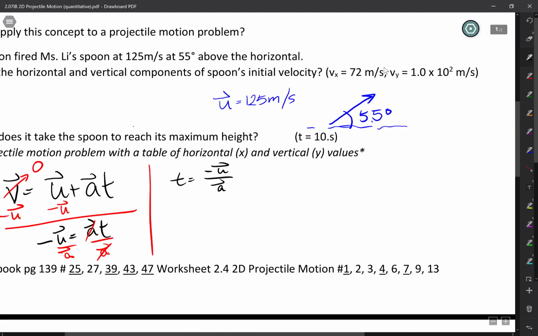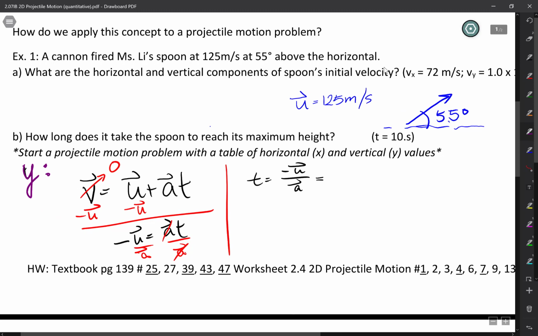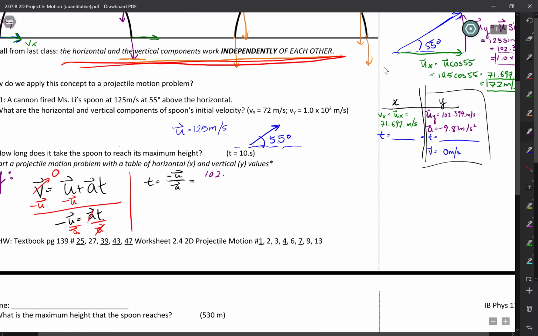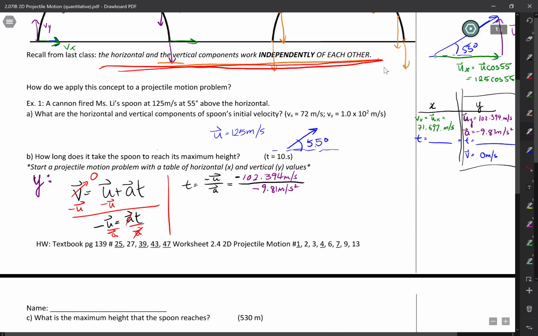Then I can put in my values. And notice when I look at u, a and t, this is in the vertical direction only. So that means my u is my vertical one, and acceleration is my vertical acceleration, which is gravity. So this is, I believe, negative 102.394, divided by gravity, which is negative 9.81 meters per second squared. After I solve this, I should get t equal to roughly 10 seconds.